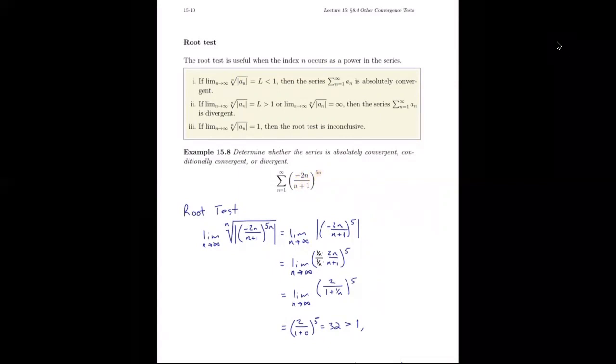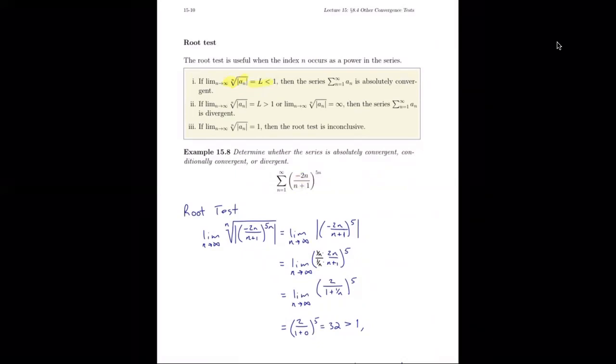The conclusions are the same. If the limit of the nth root of the absolute value of our series terms is less than 1, then it converges absolutely. Our series converges absolutely. If it's greater than 1, it diverges. If it's equal to 1, then the test is inconclusive. So always keep an eye out for that equal to 1 case, and be careful with that.